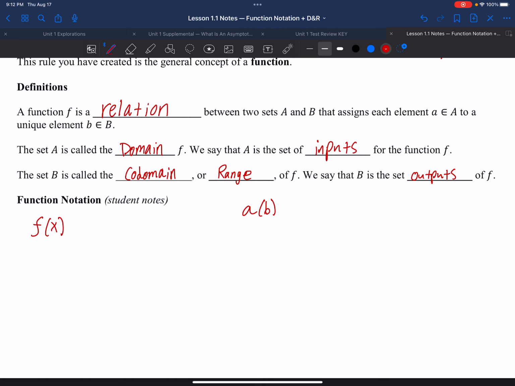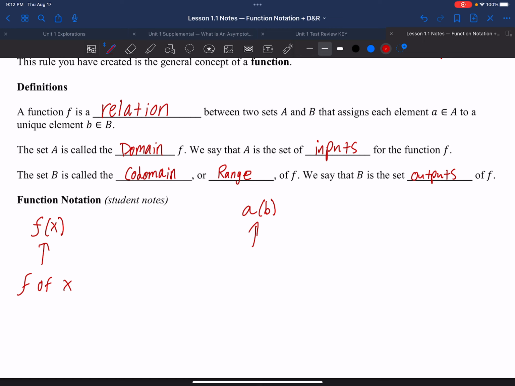And is there a difference, right? I say f parenthesis x versus a parenthesis b. Is there going to be a difference in the way you say these things out loud? Now, assuming you've taken Algebra 1 and you remember stuff about functions, you're probably going to say that f parenthesis x is called f of x. And you would be right. Let's say f of x.